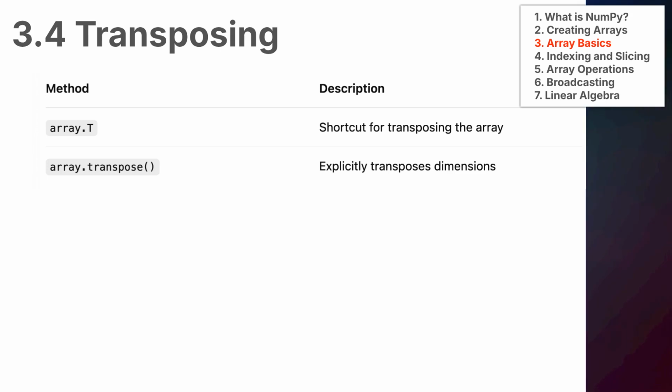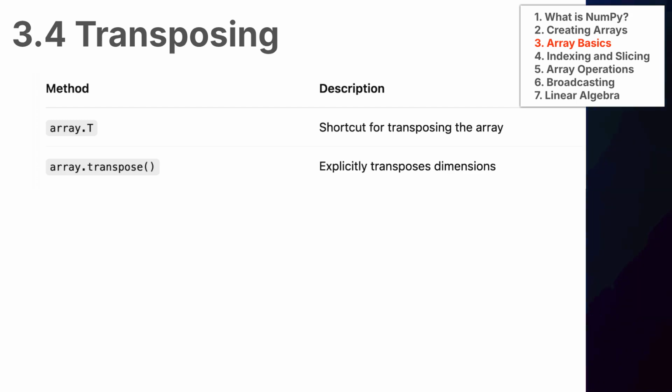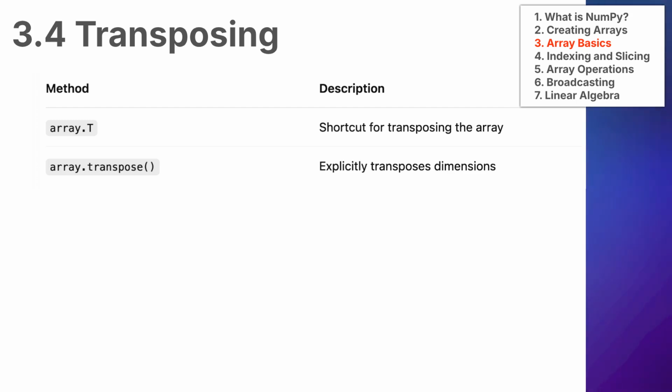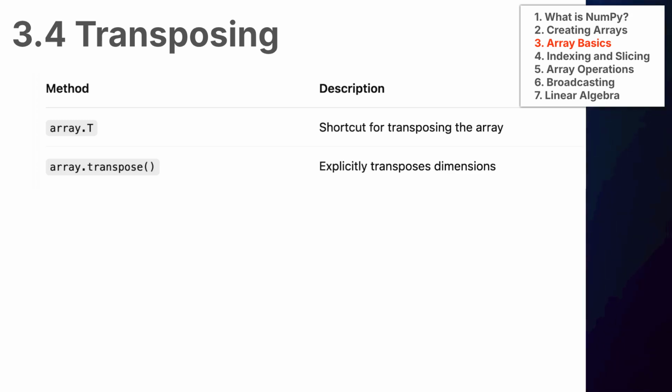Four, transposing. Have you ever wanted to turn rows into columns and columns into rows? That's what transposing does. If you're working with tables, images, or matrices, it's a super useful trick. Let's break it down together. You can transpose a NumPy array using these two shown in the table. They both do the same thing for 2D arrays.